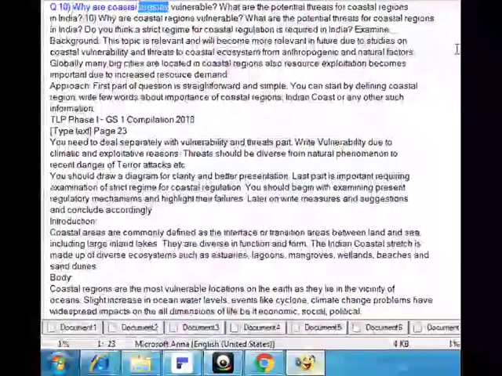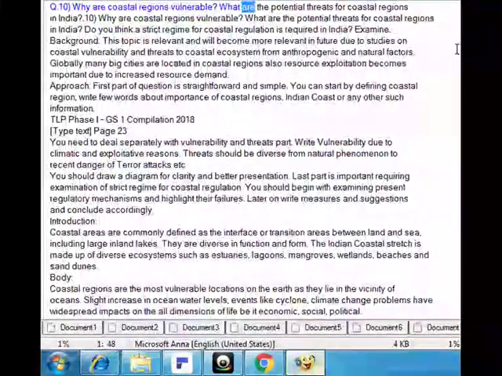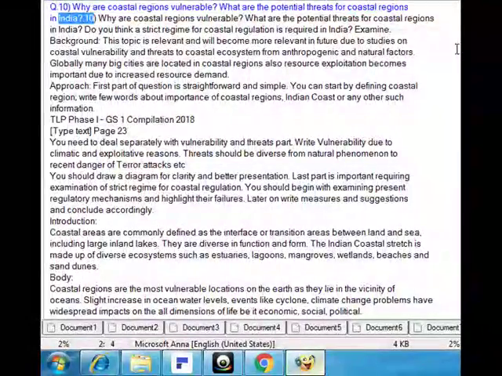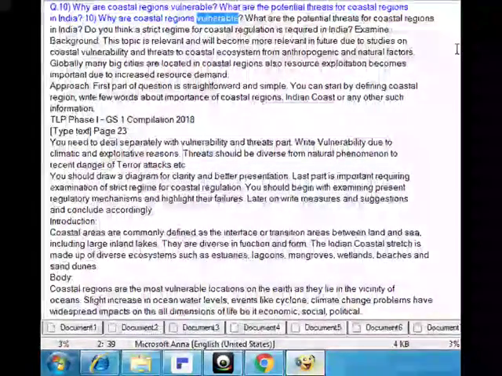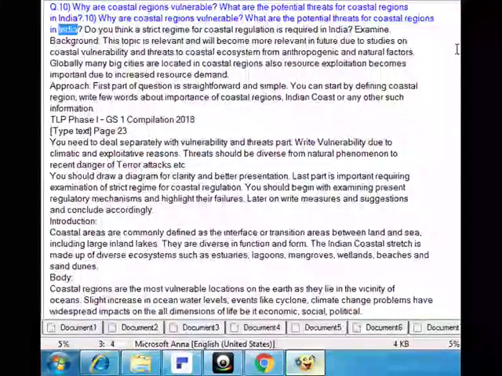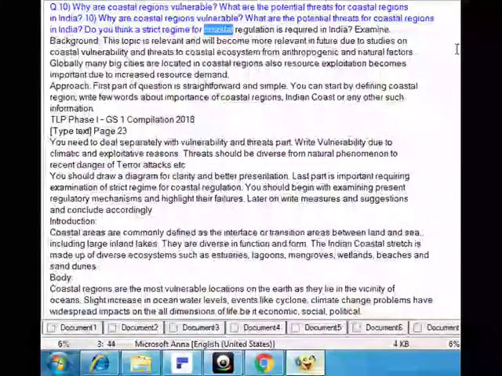Q.10 Why are coastal regions vulnerable? What are the potential threats for coastal regions in India? Do you think a strict regime for coastal regulation is required in India? Examine.